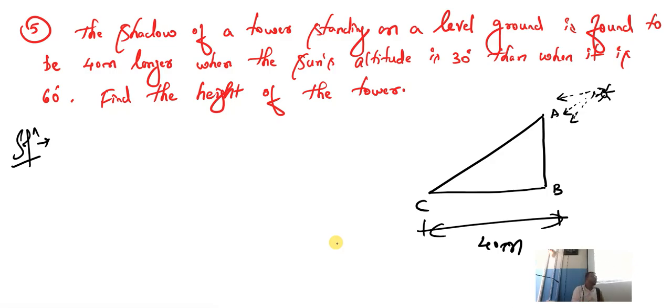That is the length of the shadow. But here they are not telling like that. A 40 meter shadow is there, but one more condition they have given. What is that? It is found to be 40 meter longer. 40 meter longer. When? Have you seen the movies?